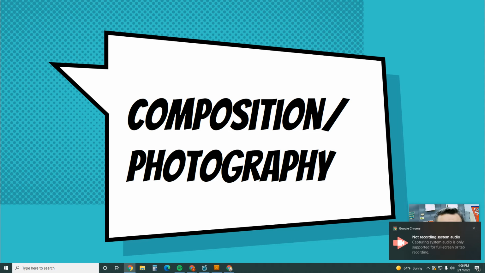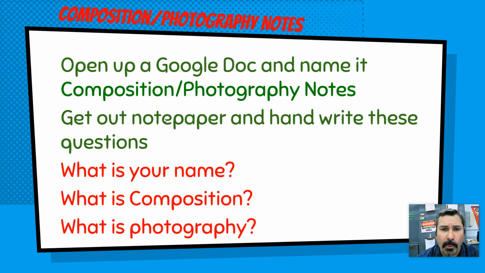Ladies and gentlemen and photographers, we're going to learn about composition and photography. This is part one. What I need you to do is open up a Google Doc, name it Composition Photography Notes. I also need you to get out some paper and a pencil or a pen, and we're going to handwrite these questions. Part of it's going to be Google Docs, part of it's going to be handwritten.